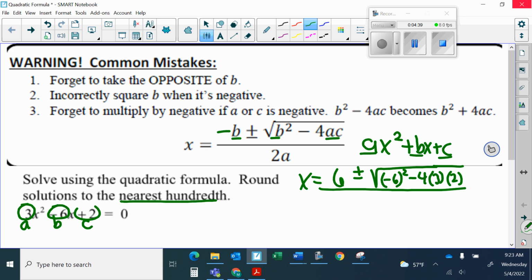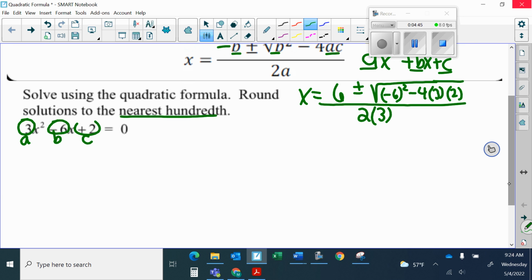All over 2 times a, and a is 3. Okay, so now we just start simplifying this. 6 plus or minus the square root. Negative 6 squared is 36. You will only get a positive answer there, because when you square any number, it has to be positive. So you better not ever have a negative written there.